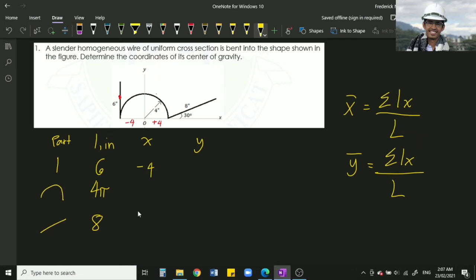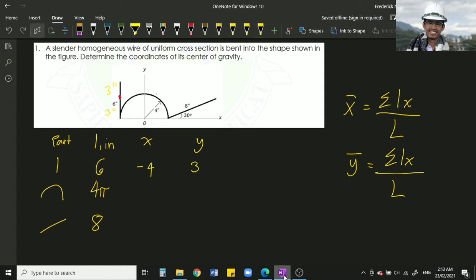And then, yung y natin for the first material, so that will be yung kalahati lang nung line natin, that will be 3. So, this is 3 inches. 3 din yung nasa taas. So, this will be 3. So, positive siya kasi dito siya sa taas. Okay? Above dun sa x-axis.